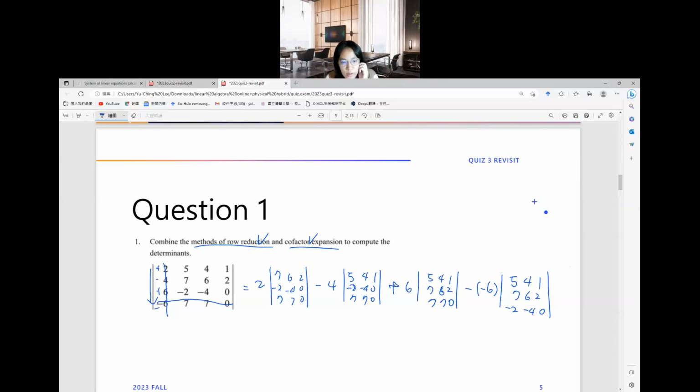Okay, that's something that you can definitely do. And then you should continue to do the cofactor expansion. Since this is a 3 by 3 matrix, you're going to do the cofactor expansion again. Alternatively, you can also choose to do the method of row reduction. That is, you use the Gaussian elimination process to reduce it to echelon form.